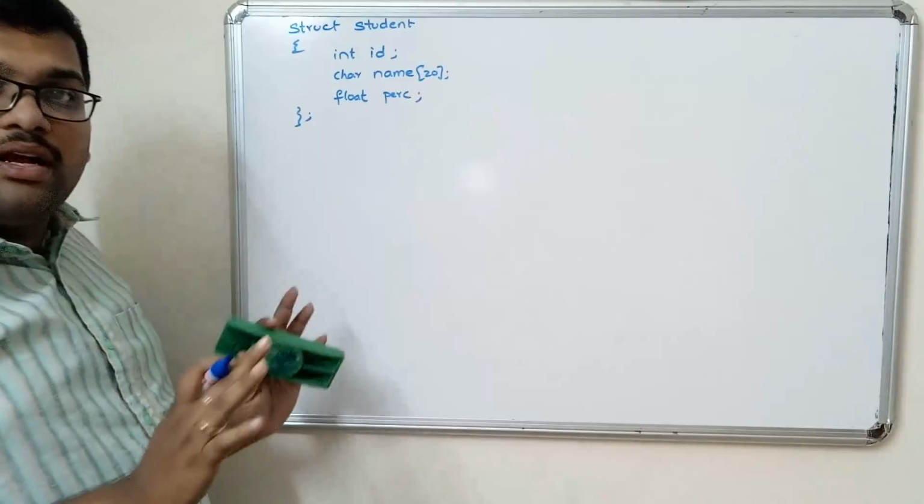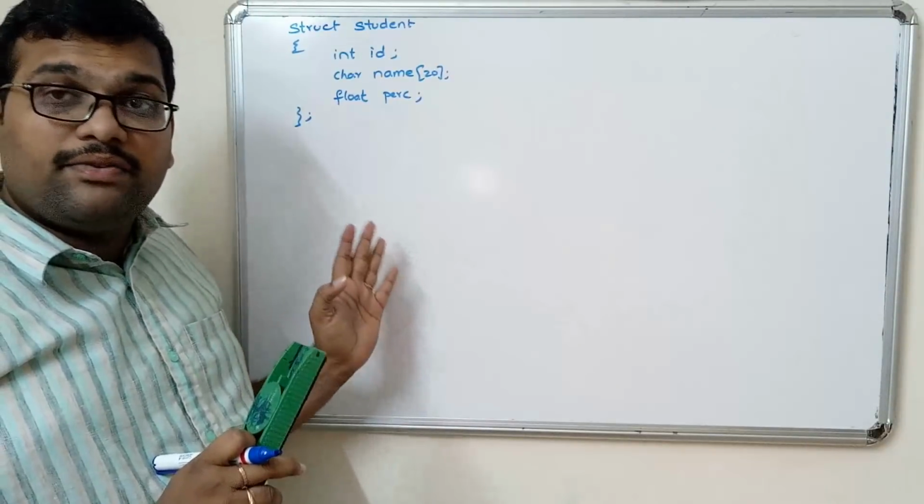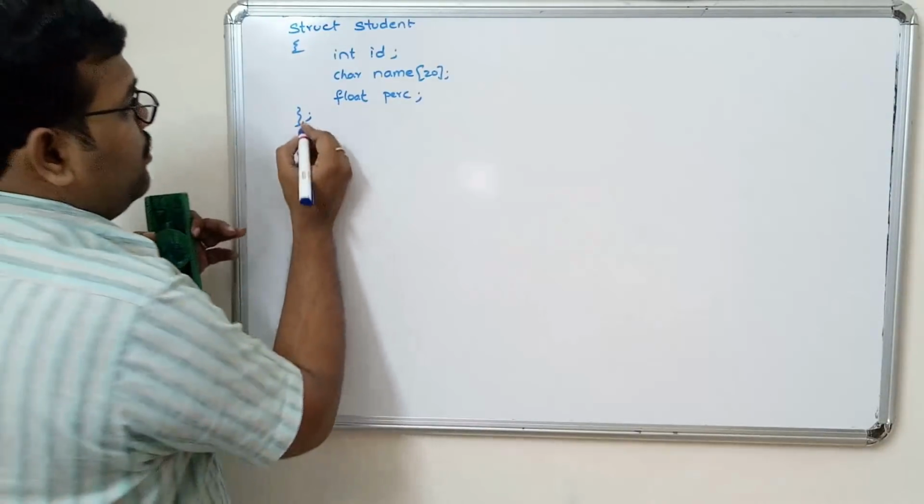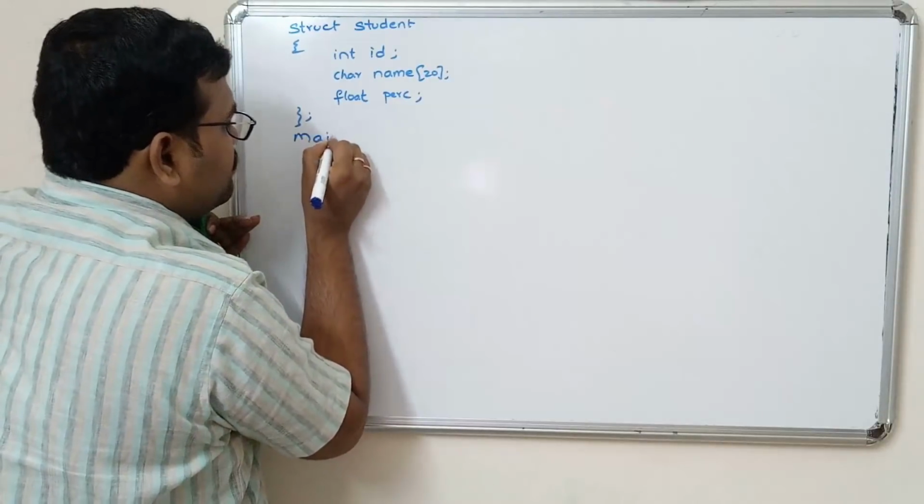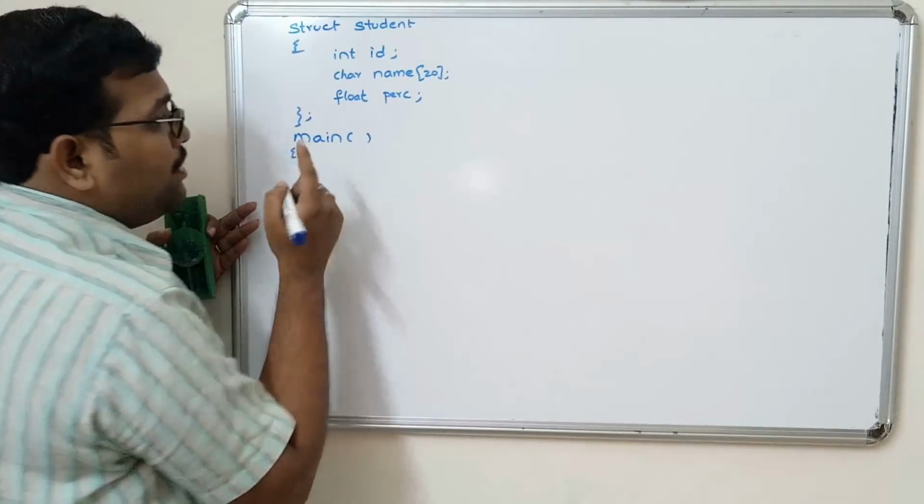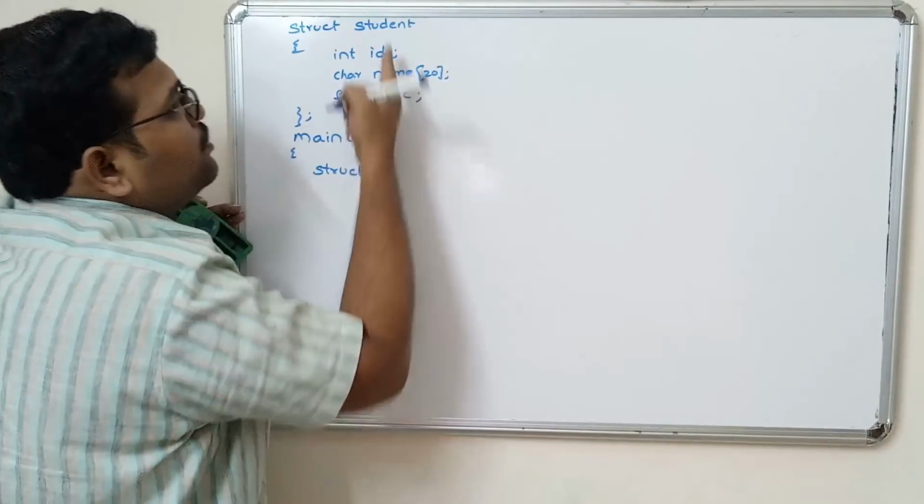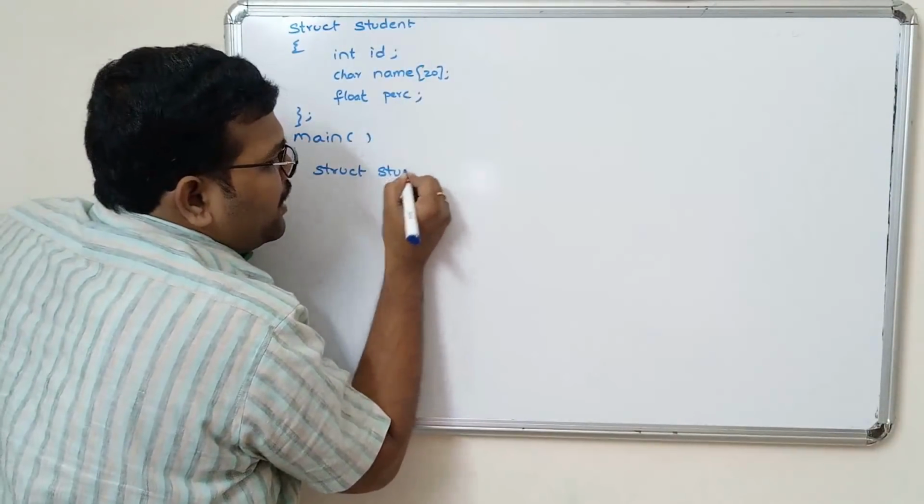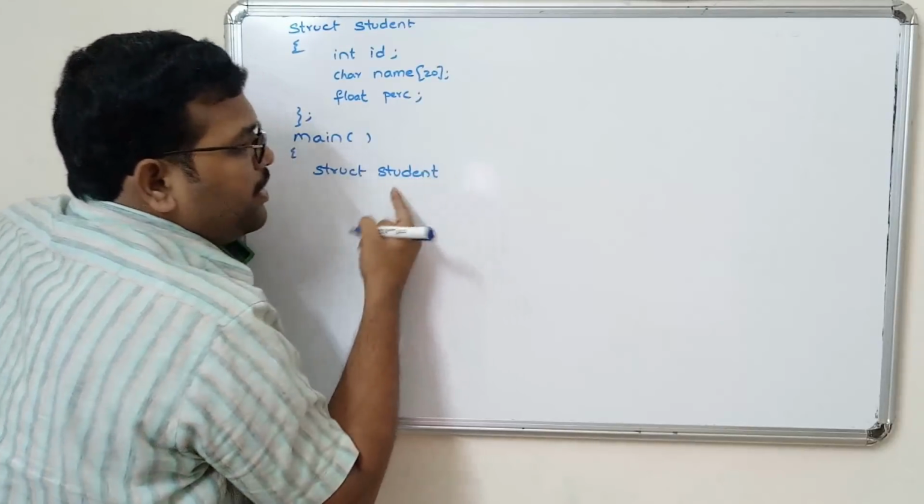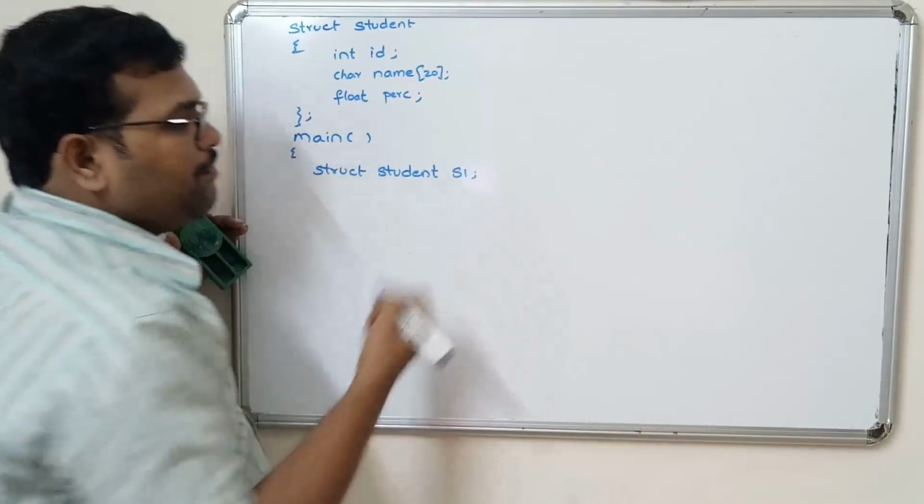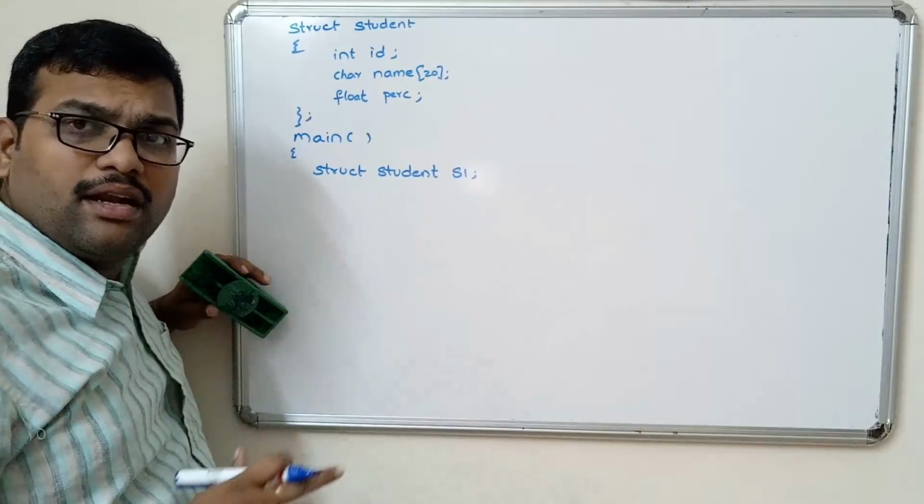So I have declared a structure, but the structure variables are not declared. Now write down the main function. In main, first declare the structure variables. Use struct with the student tag name for declaring the structure variable student s1. Let us declare only one variable for now.